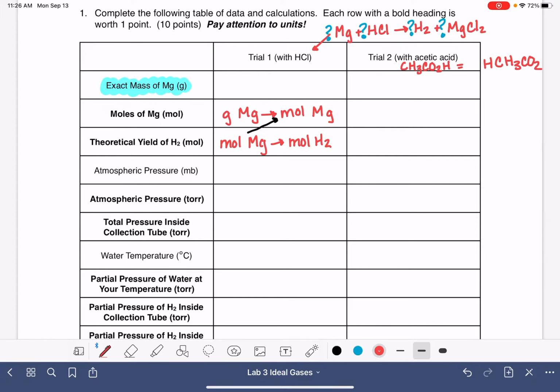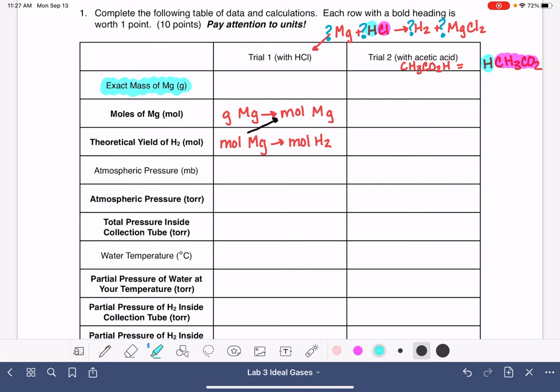HCH3CO2. So all I've done there is taken the hydrogen from the end of the formula and moved it to the beginning. And in this situation, the hydrogen in HCl is the same as the hydrogen in acetic acid, and the Cl portion of HCl is the same as this CH3CO2. So you'll be able to just substitute this in this place, balance the equation accordingly, and you'll be able to answer this question.